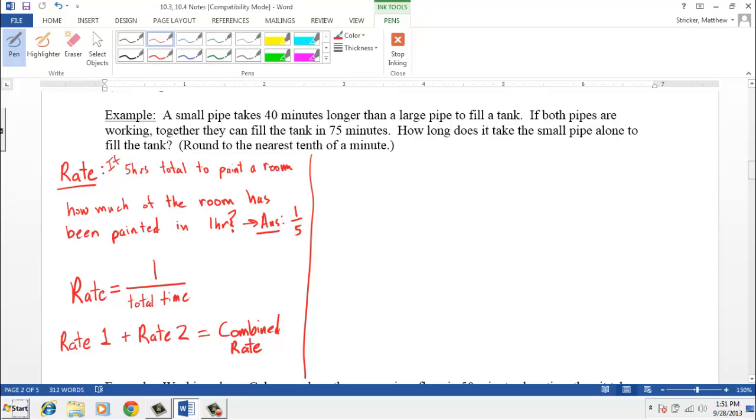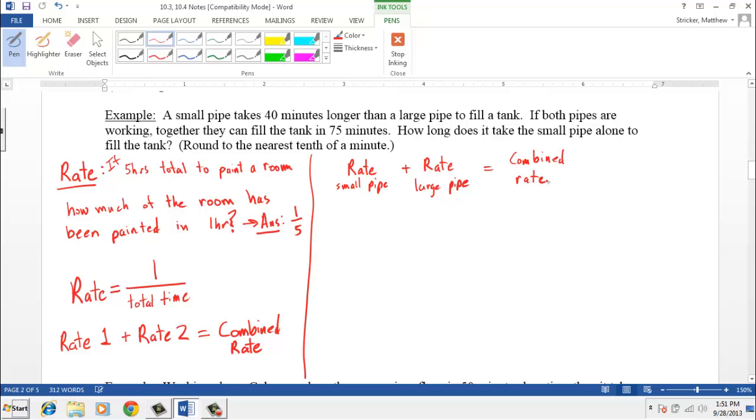And so let's see how we can apply this with the problem in the example. It says a small pipe takes 40 minutes longer than a large pipe to fill a tank. If both pipes working together can fill the tank in 75 minutes, how long will it take the small pipe to fill the tank? So the idea here is going to be the rate of the small pipe plus the rate of the large pipe equals the combined rate.